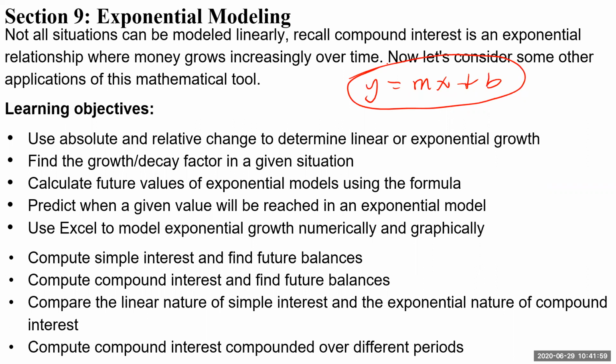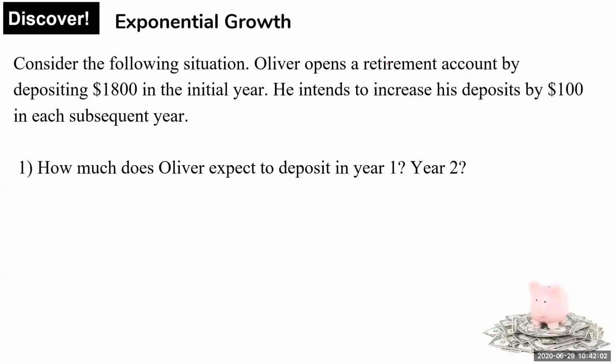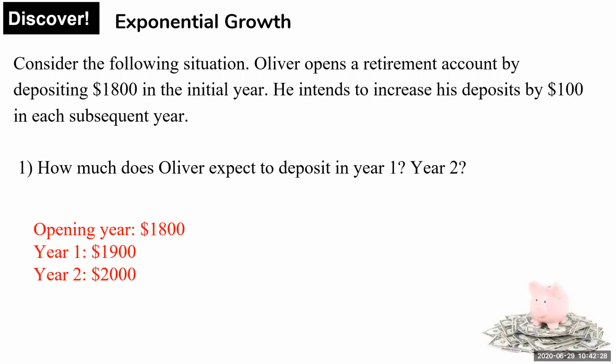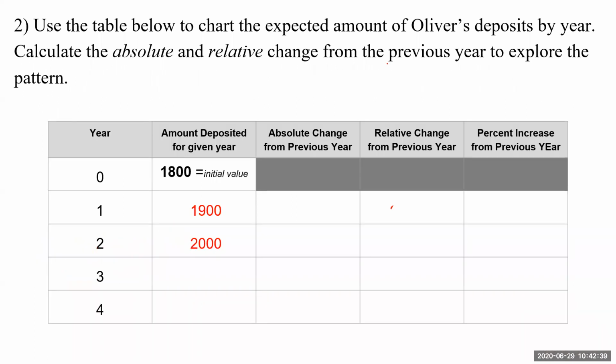Okay, so let's get the discussions going. All right, now we want to consider the following situation for Oliver, who opens a retirement account by depositing $1,800 in the initial year. He intends to increase his deposit by $100 each subsequent year. Now, how much does Oliver expect to deposit in year 1 and year 2? All right, so if his initial deposit was $1,800, at the end of year 1, he should have $1,900. And year 2, he should have what? $2,000.